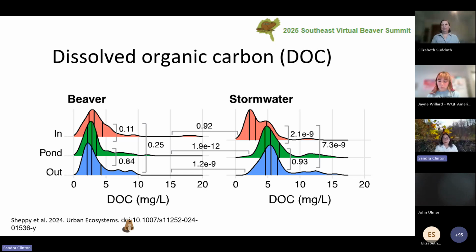When we compare the ponds, we can also see that the water leaving the stormwater ponds is higher than water leaving the beaver ponds. And so we have this really big difference between how stormwater ponds and beaver ponds are operating, and potentially for beaver ponds to be better in terms of regulating DOC downstream.